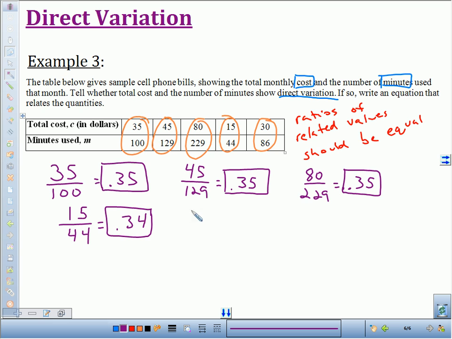I mean, it's not like it's 0.1 or 5 or something. And the last one we have 30 to 86, and the ratio of that, again, a little less than 0.35. It's not perfect, but it's just about at 0.35. So you'll notice all of these ratios are about the same. Since all of the ratios are about the same, this is direct variation.